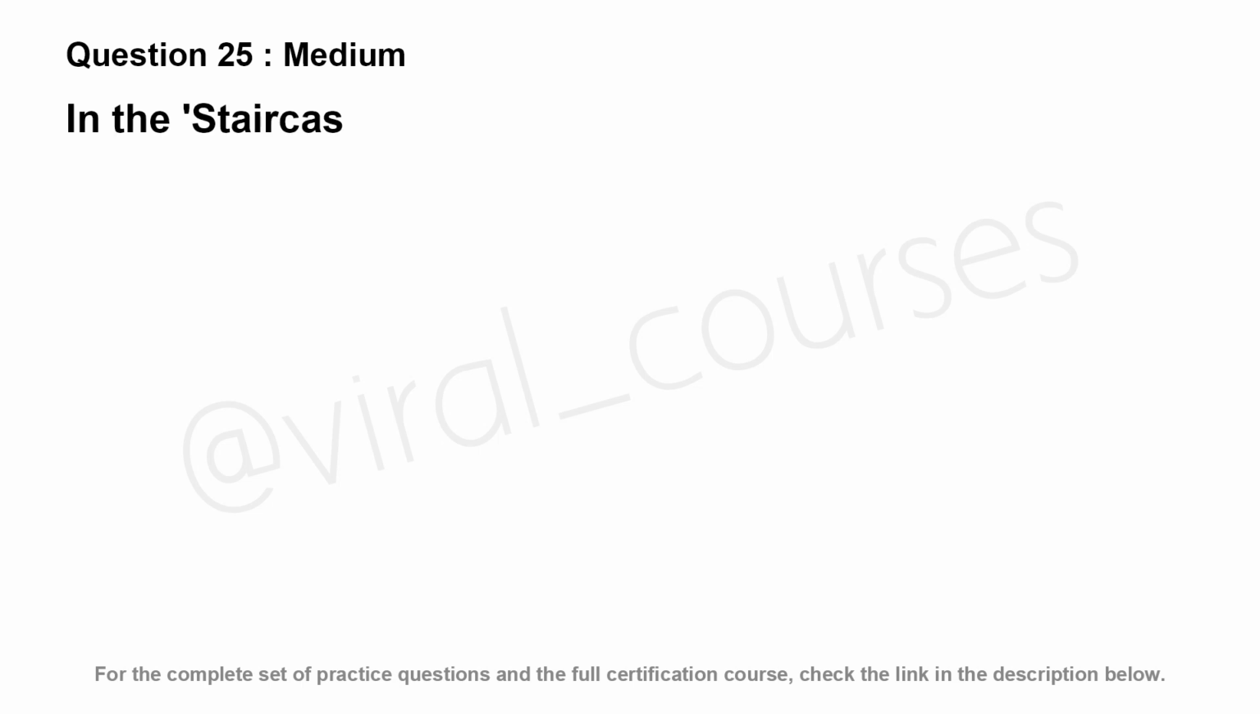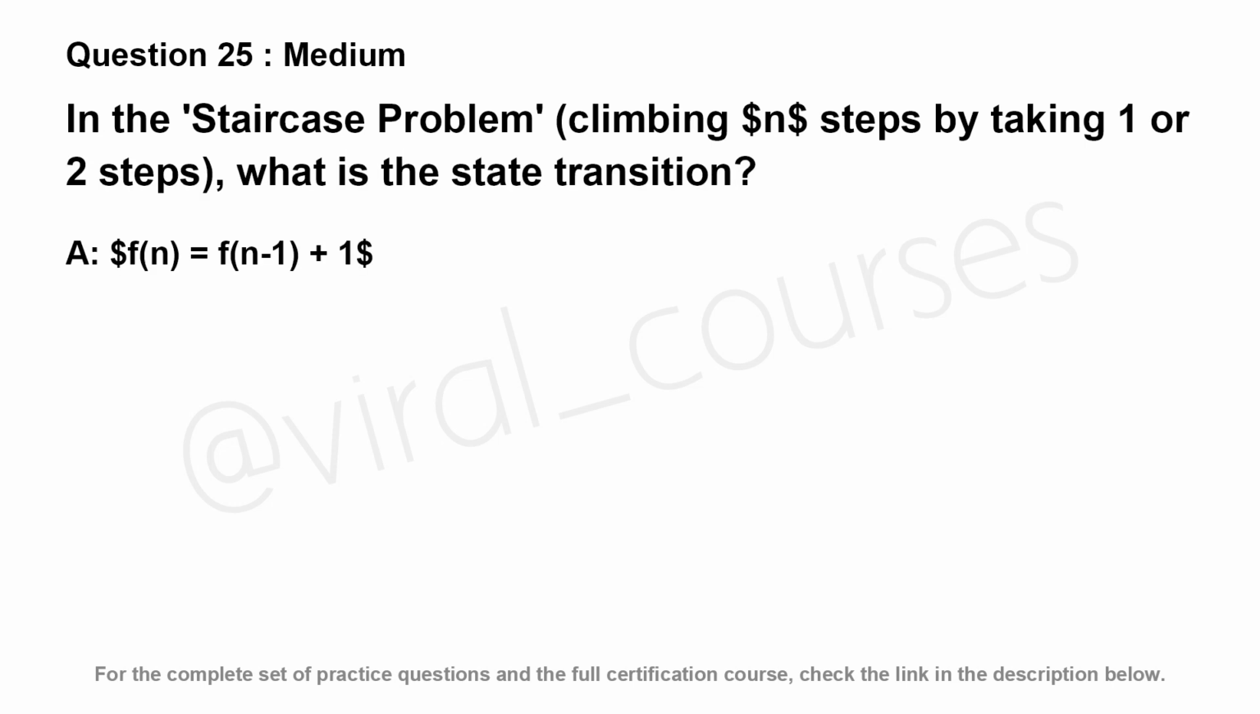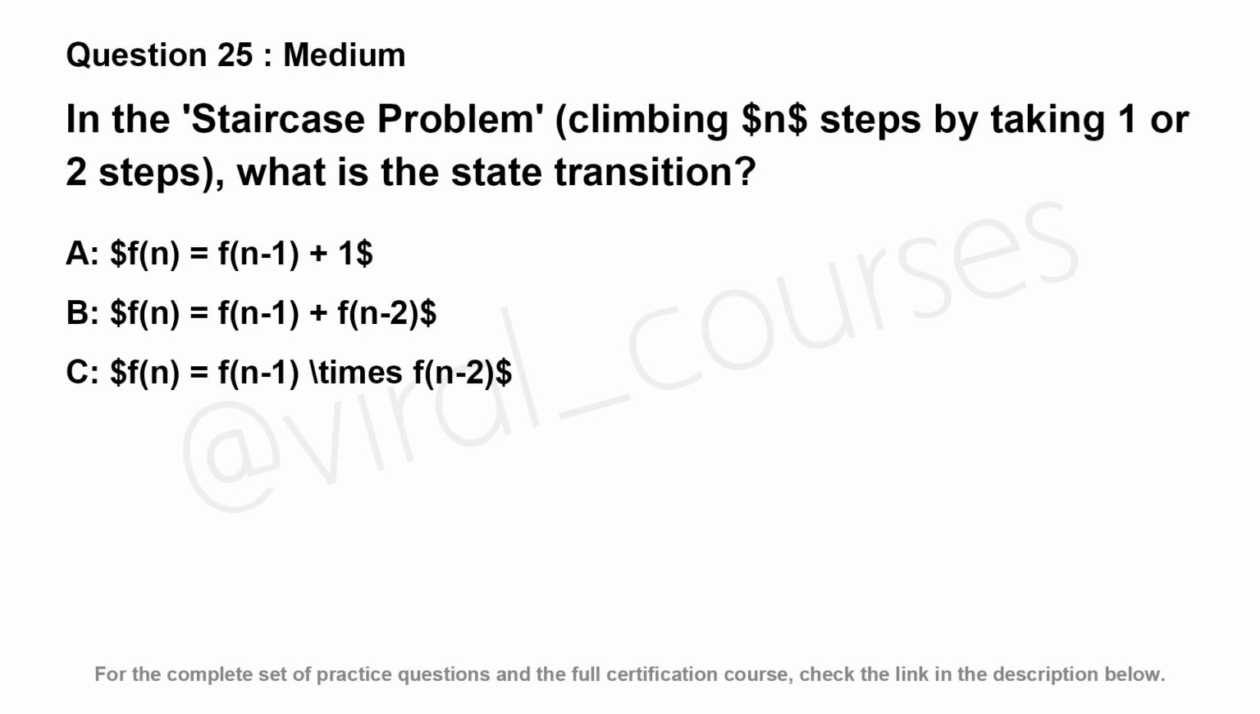In the staircase problem, climbing n steps by taking 1 or 2 steps, what is the state transition? Option A, F(n) equals F(n-1) plus 1. Option B, F(n) equals F(n-1) plus F(n-2). Option C, F(n) equals F(n-1) times F(n-2). Option D, F(n) equals max(F(n-1), F(n-2)).